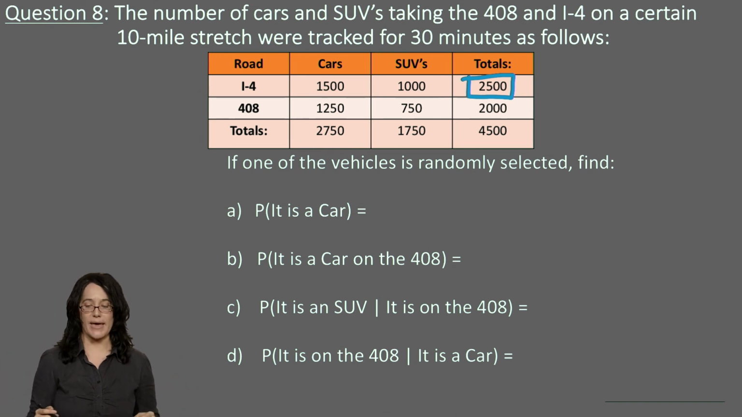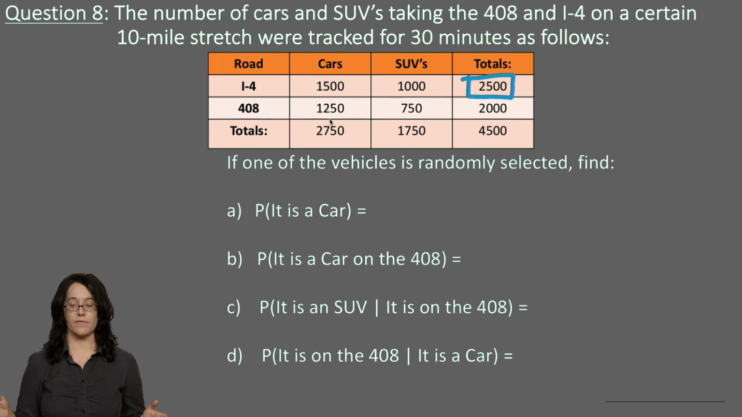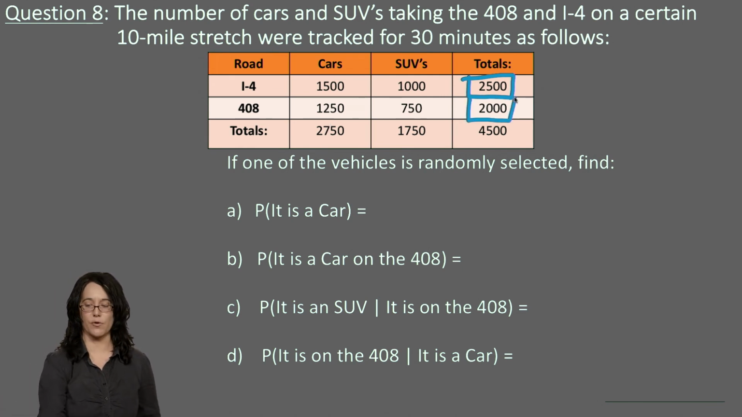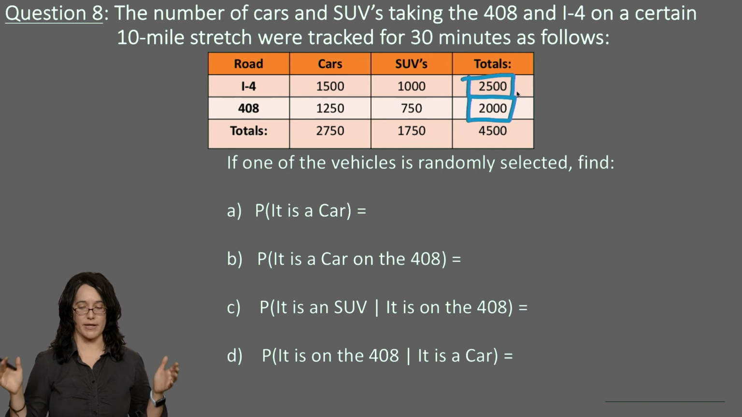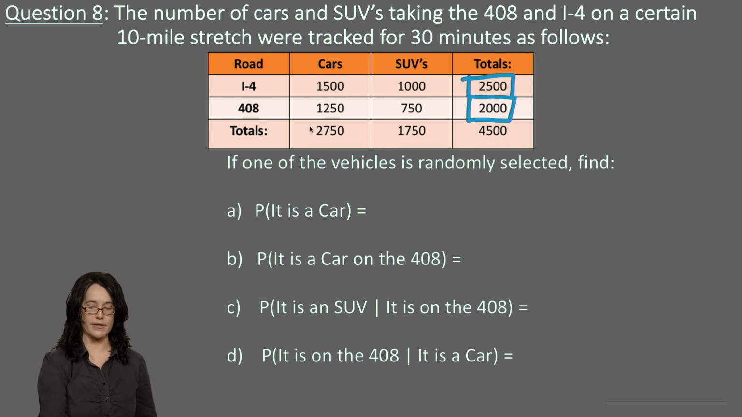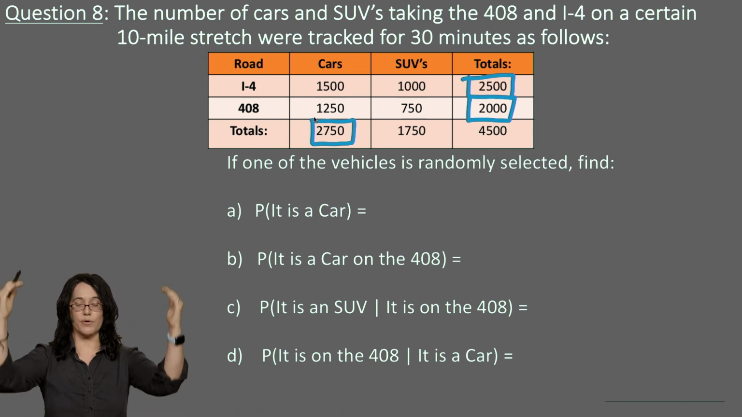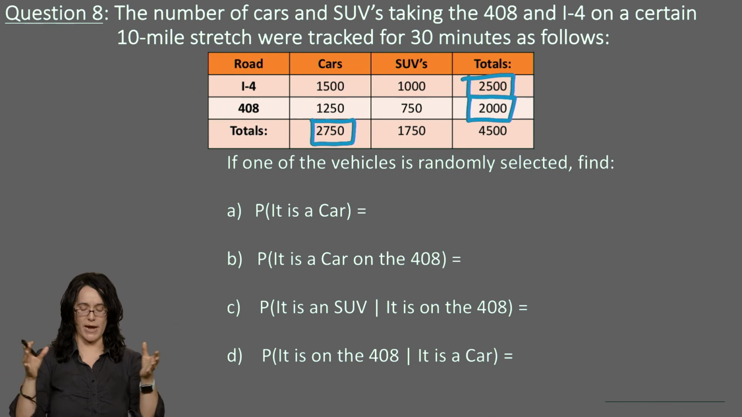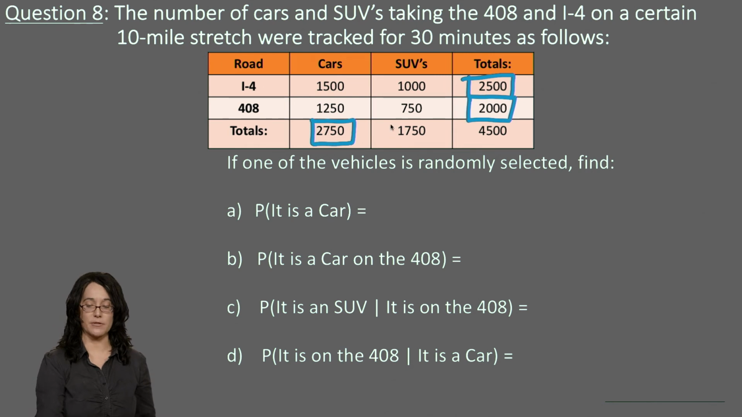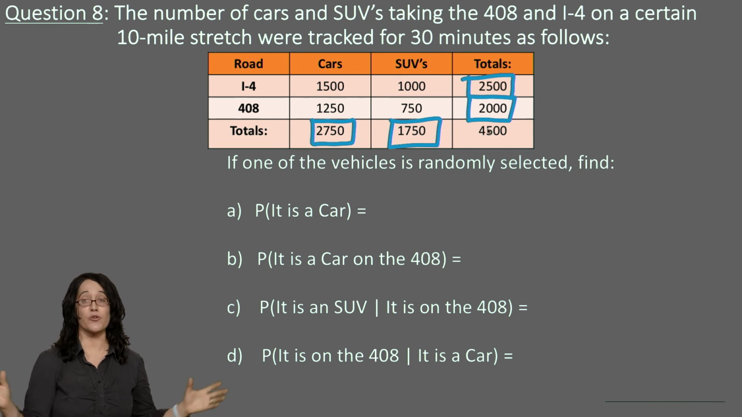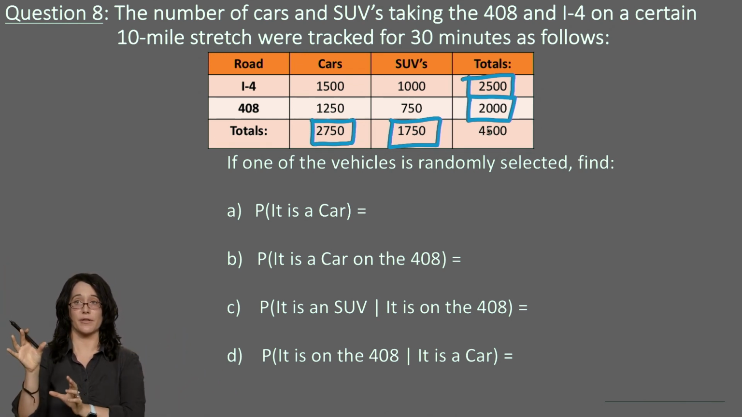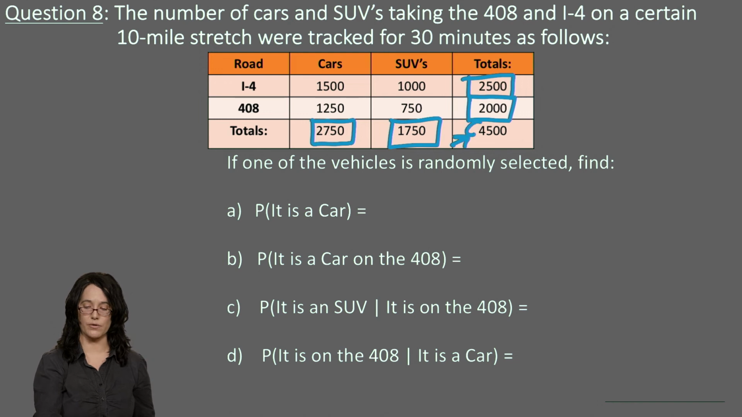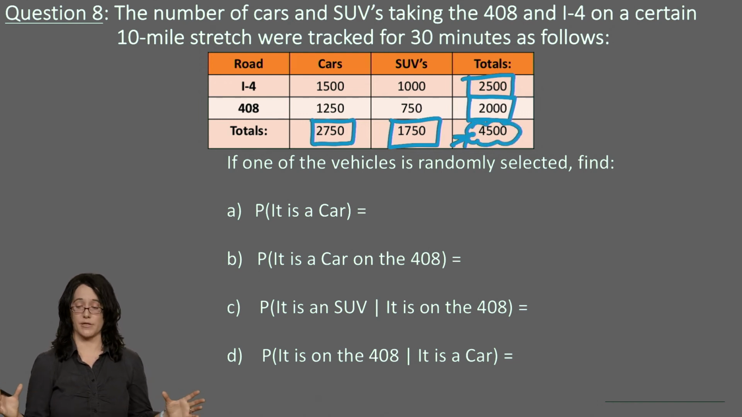Then on the other road, the 408, there were 1,250 cars and 750 SUVs for a total of 2,000 vehicles on the 408 during that time on that stretch. You could also add vertically, and they did the work for us here. The total number of cars that were either on the I-4 or the 408 on a particular 10-mile stretch at a certain time, they don't give us the details, sorry, was 2,750. And the total number of SUVs for the same exact parameters was 1,750. When you add up all these figures together, both horizontally and vertically, we should get the same grand total of 4,500 vehicles in discussion here.